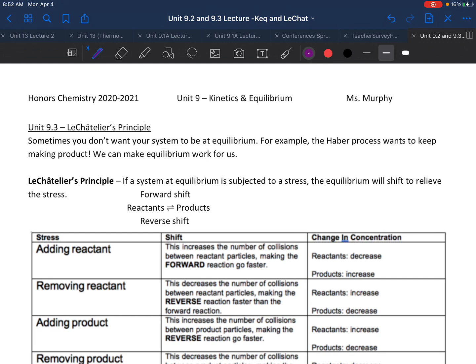Like we were just talking about the Haber process about making ammonia, and because the ammonia breaks back down into nitrogen and hydrogen, you don't want it to do that. This is an industrial process. We want to make as much product as we can, and so we make the equilibrium work for us.